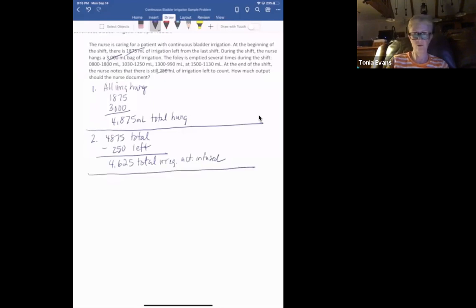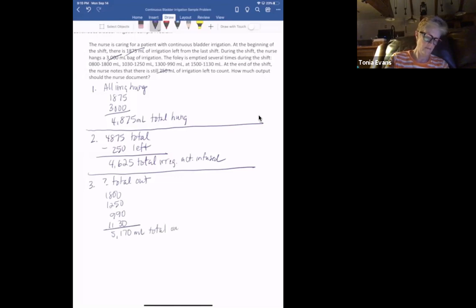All right, step 3, we're halfway there. What is the total output that has been emptied out of that Foley bag? So we have 1,800, 1,250, 990, and 1,130 out. And that's going to give us a total of 5,170 mLs of total output.